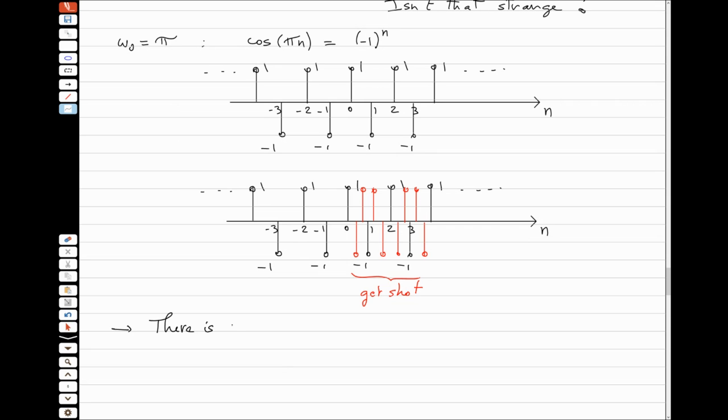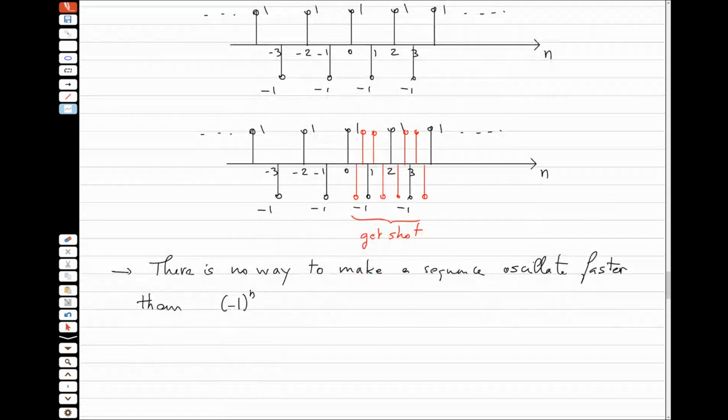There is no way to make a sequence oscillate faster than -1 to the power of n.